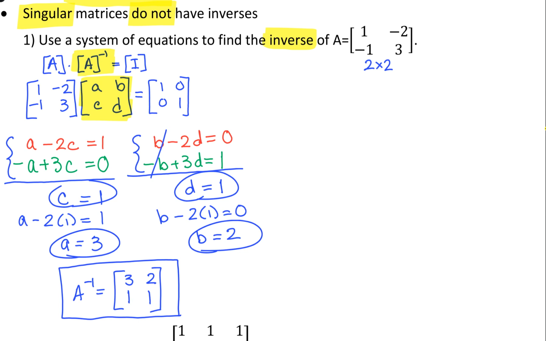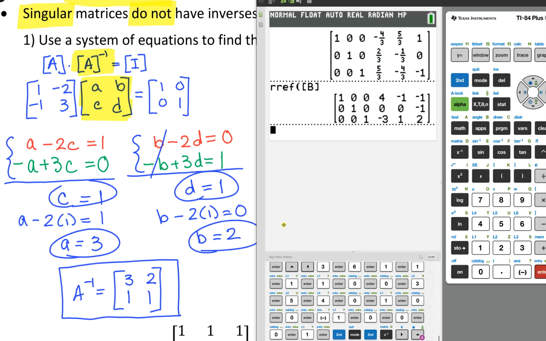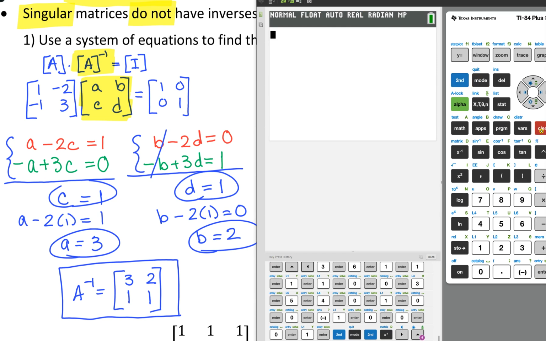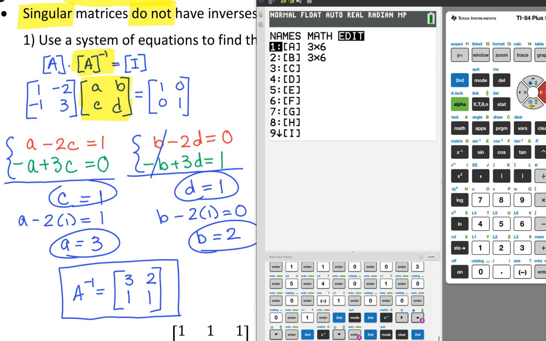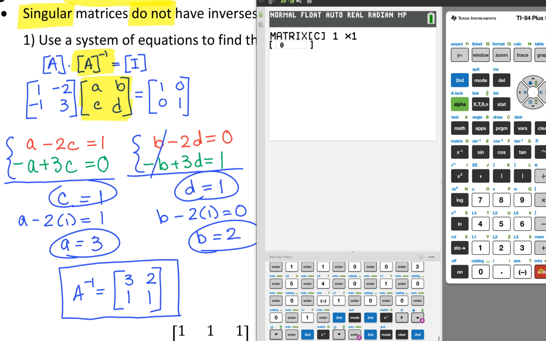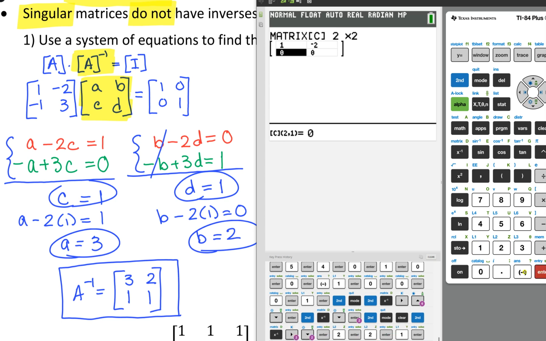All right. We can double check this on our calculator if you'd like. So go ahead and take a look at your calculator. Let me just clear this. I'm going to go into second matrix, over to edit, and I'm going to keep those in there for later. Here I'll put it in matrix C. Let me type in my original matrix that I'm trying to find the inverse of, and it's a 2 by 2. Then I can type in my matrix: 1, -2, -1, 3. So there's my matrix.